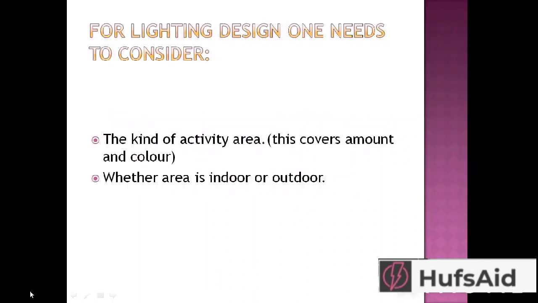For lighting design, we need to consider the following things: the kind of activity area and whether the area is indoor or outdoor. So the kind of activity area is, you know that if I am working in a laboratory, I need a certain lighting level, or I need certain brightness at my working surface. And if I am sitting casually in my house, I don't need that light. That lighting level or the brightness of light is not that critical.